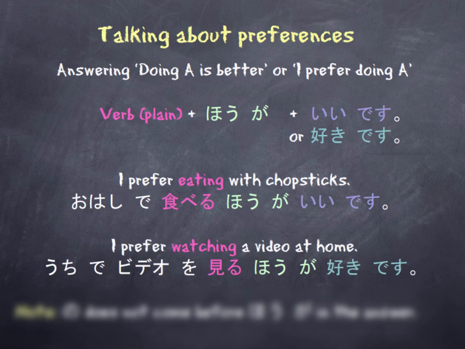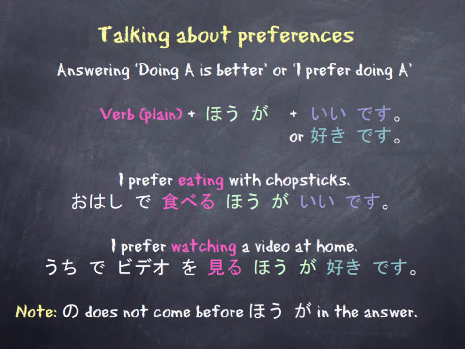Likewise, if we prefer watching a video at home instead of going out, we can say うちでビデオを見る方が好きです. Now, please note that no does not come before hoga in the answer.